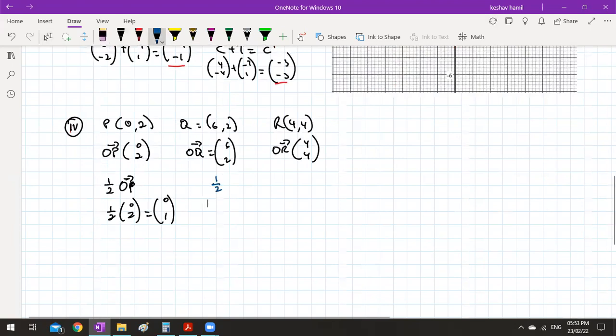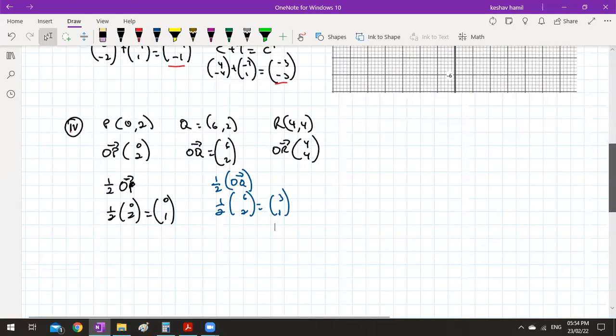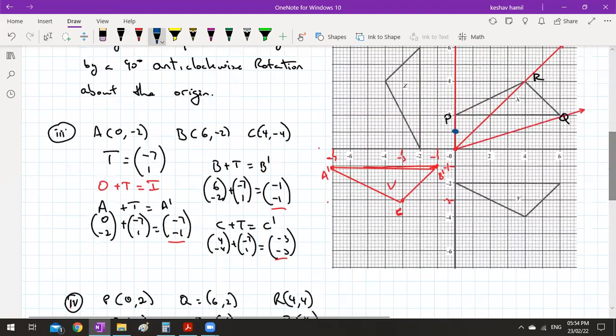And then a half of Q, sorry. Half by 6, 2. A half by 6 is 3, and a half by 2 is 1. Remember, you multiply by each 2. Right, so 3 and 1. 3 on the x, 1 here. This would be not using the red line.